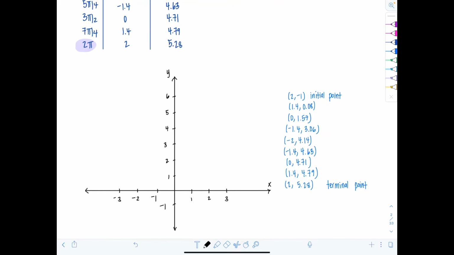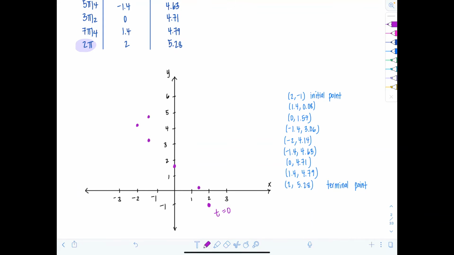Okay, so here we go. 2, negative 1. That's my initial point. And sometimes I do like to indicate, hey, guess what? This comes from substituting in t equals 0. Then we have 1.4, 0.08. Okay, so 1.4 and then just barely above the x-axis. Love it. 0, 1.57, that looks like it's there. Negative 1.4, 3.06, maybe around here. Negative 2, 4.14, so 4 and a wee bit more.